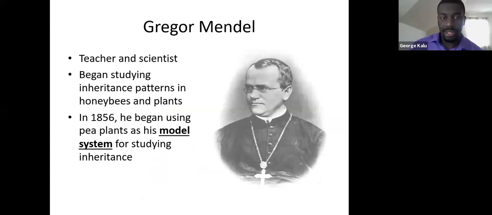Okay. So there was this guy in the mid 1800s. His name was Gregor Mendel. He was a teacher and a scientist, and what he wanted to do was try to study how people inherit traits from their parents. He was looking specifically at honeybees and at plants to see how different traits would be passed on from generation to generation. In about 1856, he decided that he was going to start using pea plants as a model for studying inheritance. They were going to be his model system.